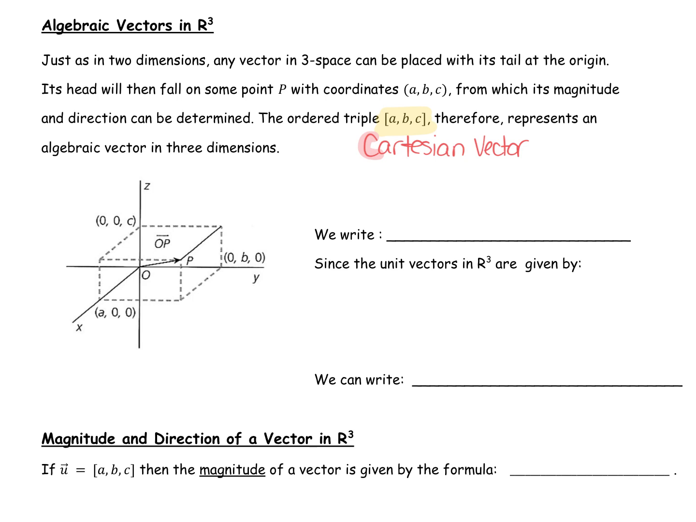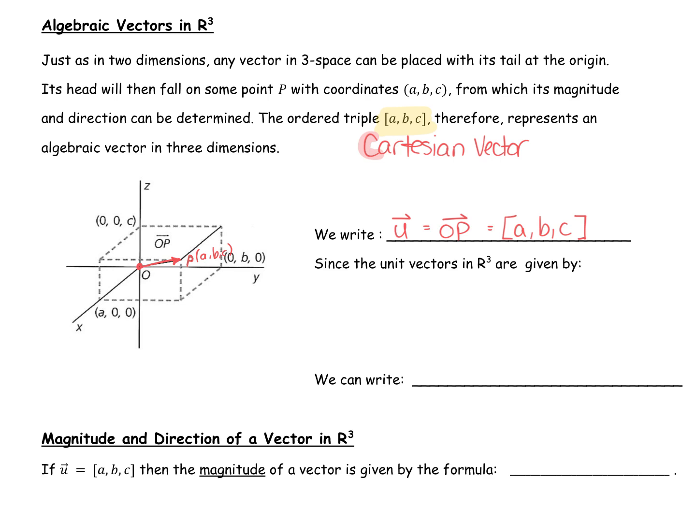In this diagram over here on the right, you can see that the vector starts at the origin and it goes to the point P. The point P is (a, b, c). We can call the vector, let's say, vector u, or we can call the vector OP. Or we can also write it now as [a, b, c] with square brackets around it to indicate that it's a vector.